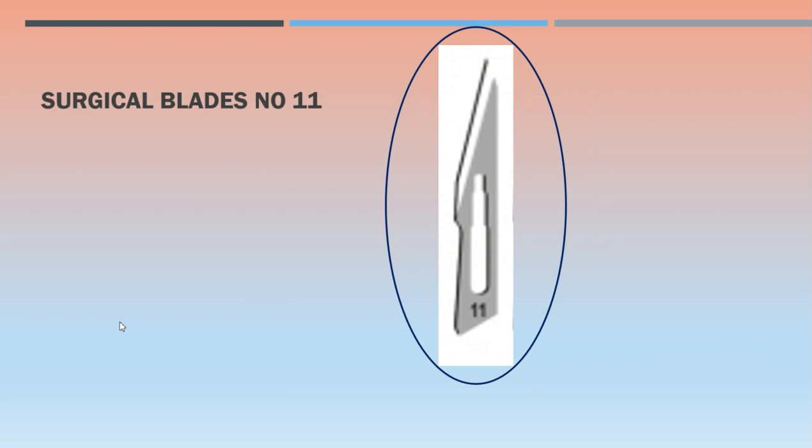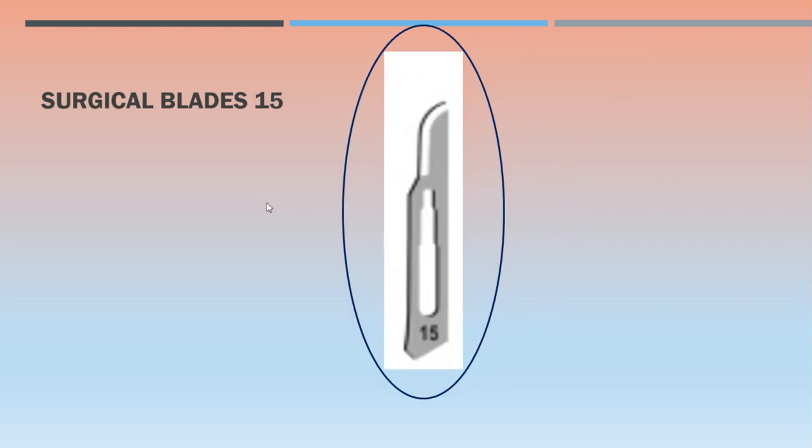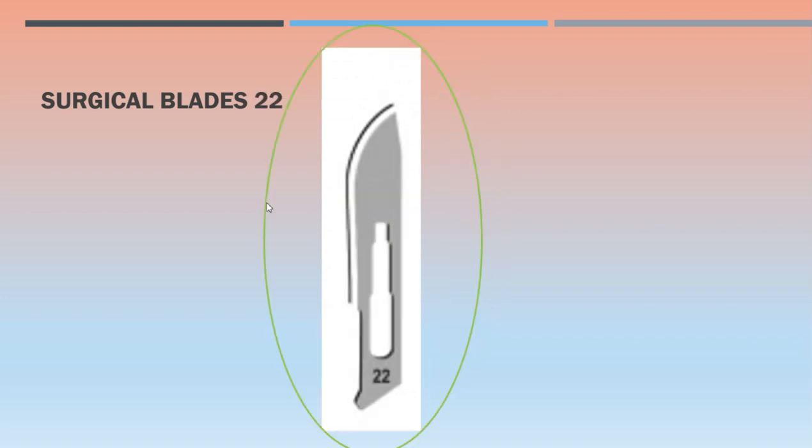And here you can see surgical blade number 11, usually used to stab the site, used with BP handle number 3. Then surgical blade number 15, used with handle number 3 again. Then surgical blade number 22, usually used with BP handle number 4.